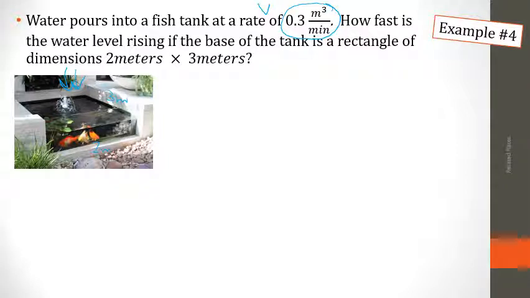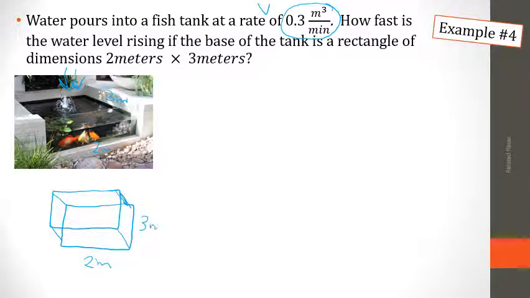So this is 2 meters by 3 meters. Let me draw this down here. It's a rectangle. And this is 2 meters by 3 meters, or vice versa, it doesn't really matter. And then it's slowly filling up. So there's the water level slowly rising over time, as water's being poured into it.